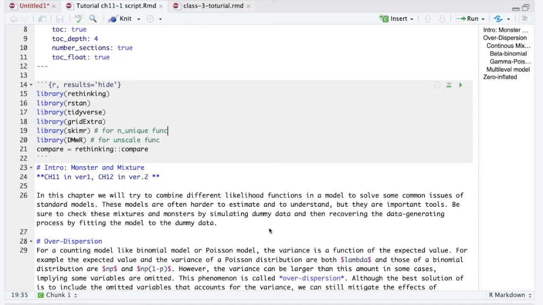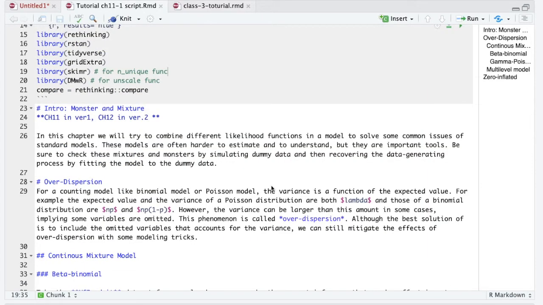Welcome to the first part of tutorial chapter 11. In this chapter, we will learn about monster and mixture, which are two types of advanced models to help us solve some common issues in standard models. Of course, these models are harder to estimate and to understand, but they are also important tools.